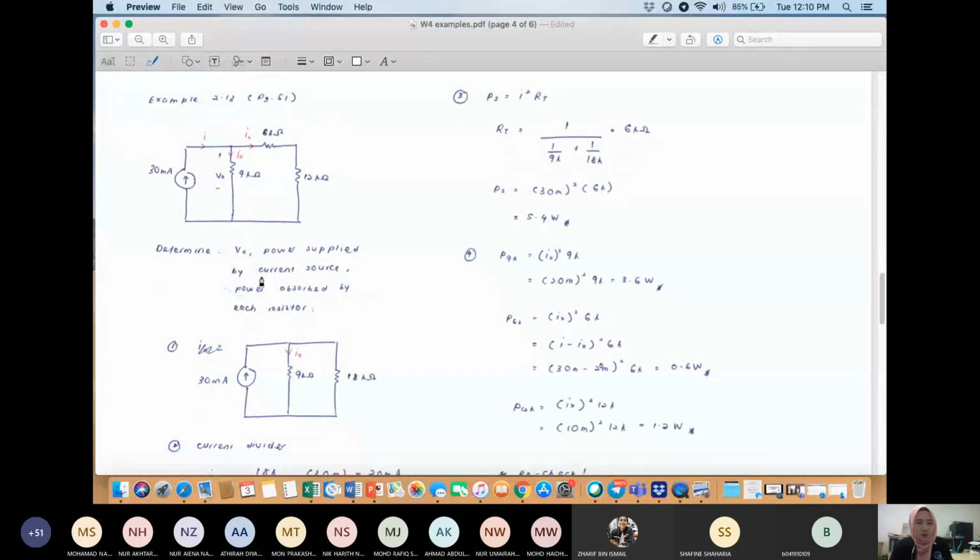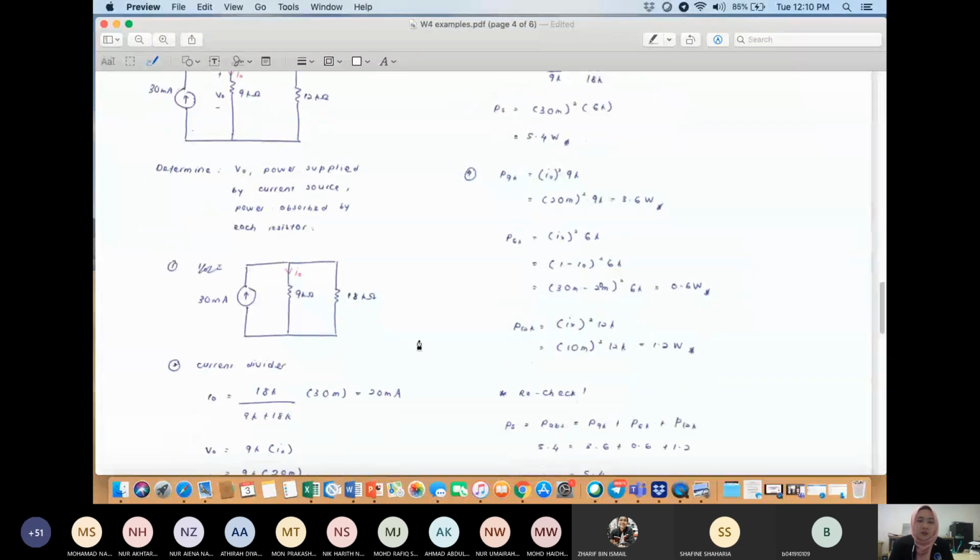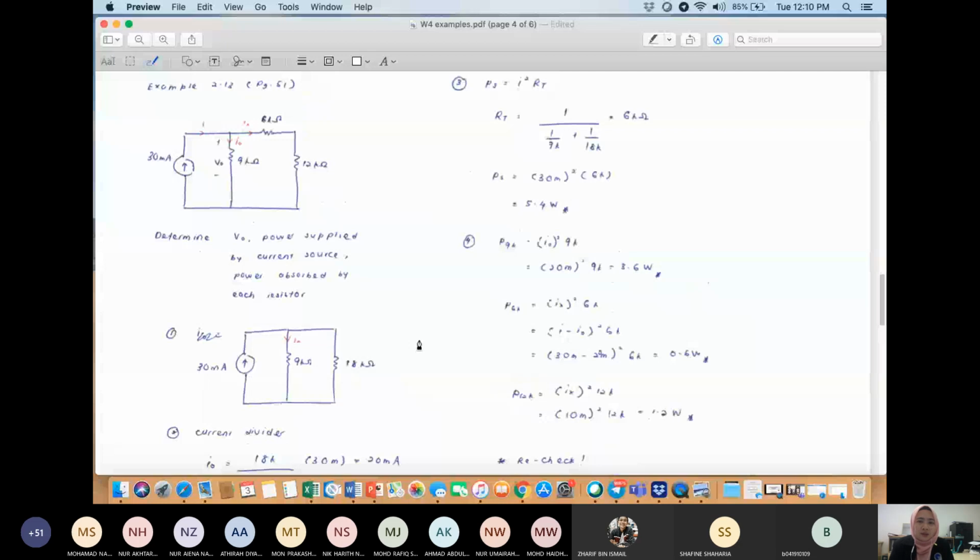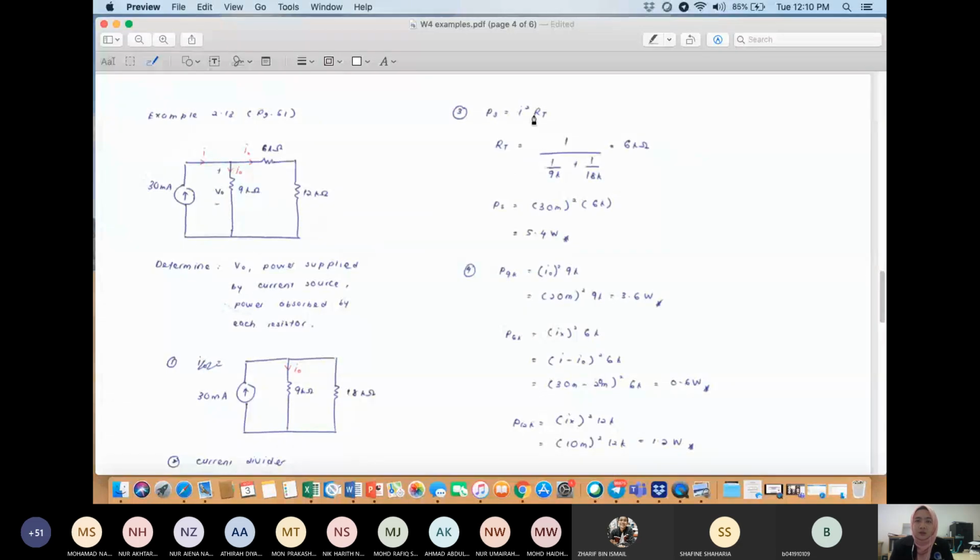Next, you want to calculate the power supplied by the current source. So the power supplied by the current source is PS, or P total. I use the formula I squared R. Because it's the power at the source, I need to find the R total. Remember, if anything involves the source, you need to calculate the R total.